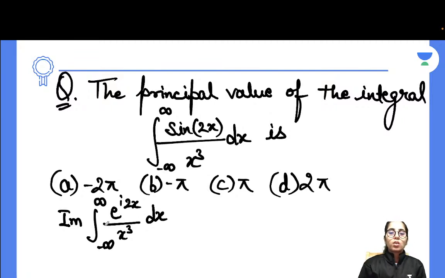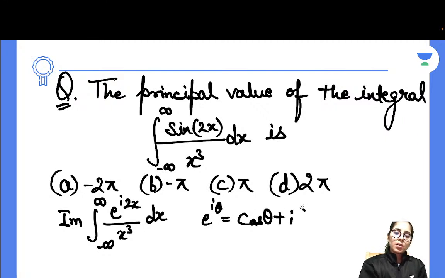Now, the next thing here is that e to the power iota theta is equal to cos theta plus iota sine theta, where cos theta is the real part of it and sine theta is the imaginary part of it. So in this case, the sine theta is nothing but the imaginary part of e to the power iota theta, as you can see.